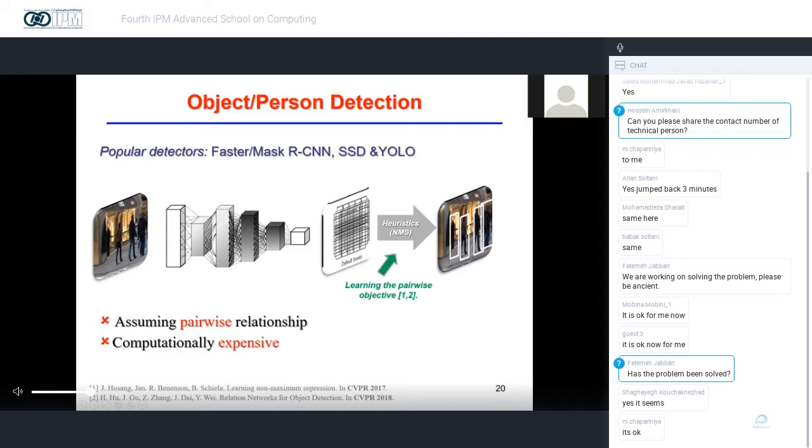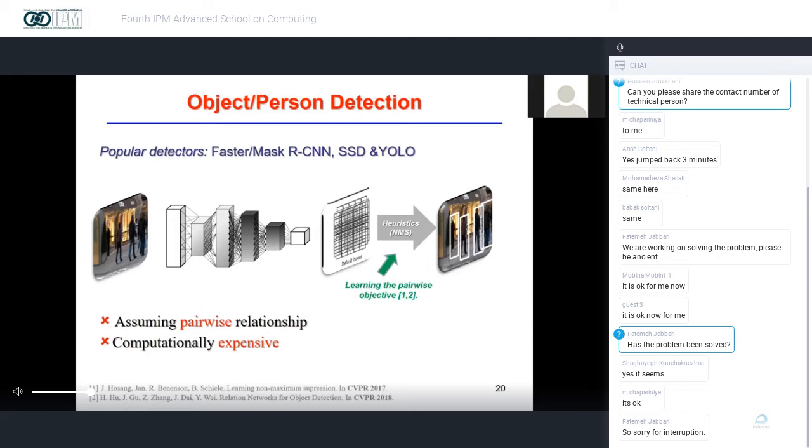to learn whether multiple boxes include one object or more than one object. If it's one object, then try to suppress it, and if not, then try to keep as many of the boxes. Those approaches assume that every relationship is a pairwise relationship, and you add a new, very expensive neural network on top of the detectors to deal with this hypothetically wrong formulation of object detection.